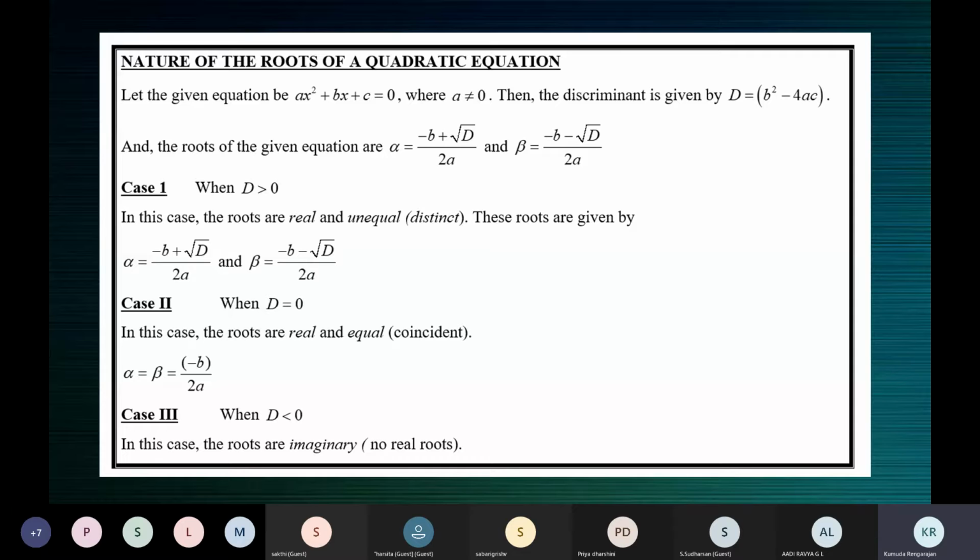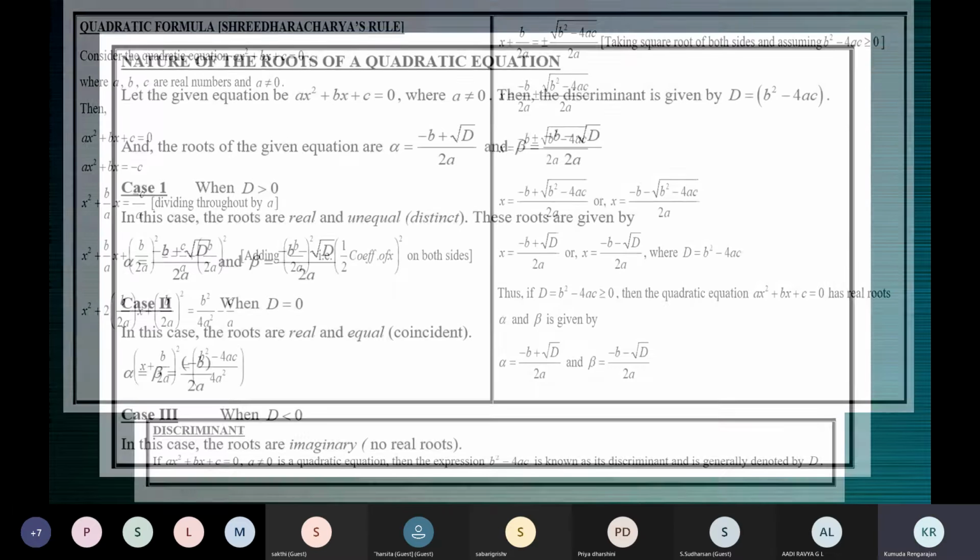The nature can be only these: real and equal, real and unequal, or imaginary. This is what is meant by the nature of the roots. Are the roots real and equal? Are the roots real and unequal? Are the roots imaginary? This is what we understand by nature of the roots.